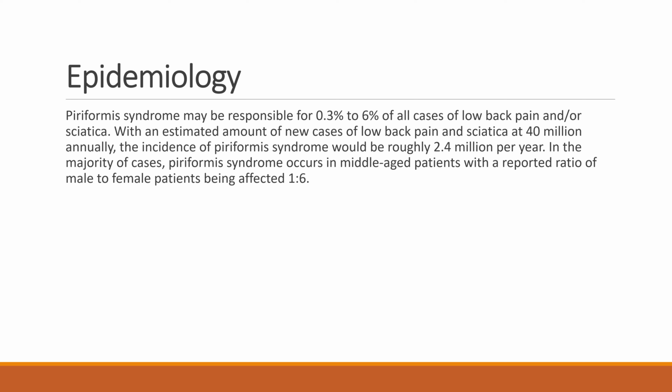We'll talk about the epidemiology. So, the piriformis syndrome may be responsible for 0.3 to 6% of all causes of lower back pain or sciatica. With an estimated number of new cases of low back pain and sciatica at 40 million annually, the incidence of piriformis syndrome would be roughly around 24 million per year. In the majority of the cases, piriformis syndrome occurs in middle-aged patients with a reported ratio of male to female of 1 to 6. So females are more prone to get this disease.